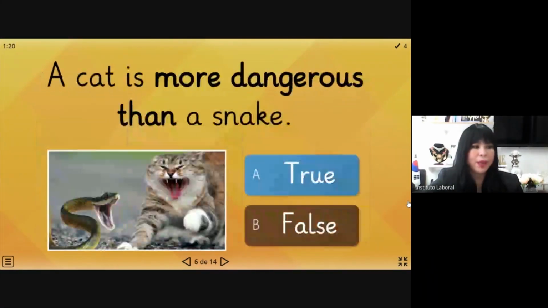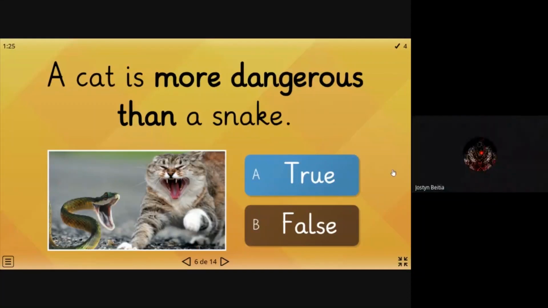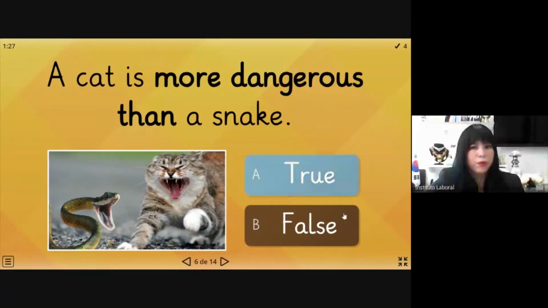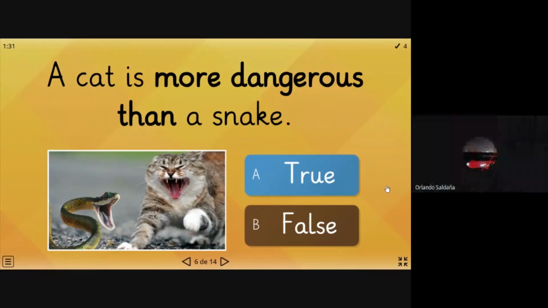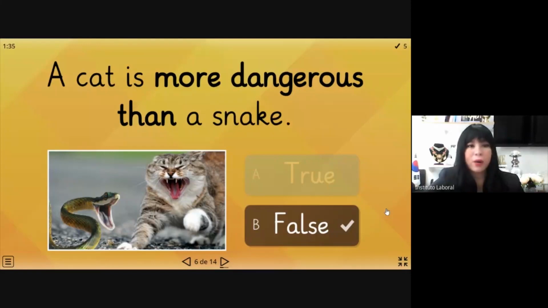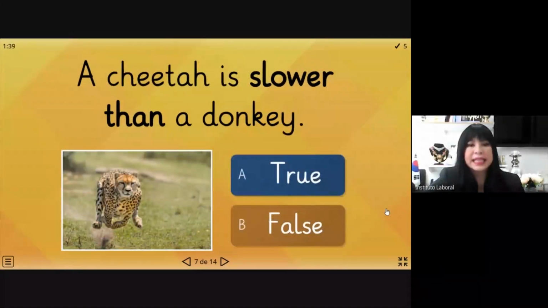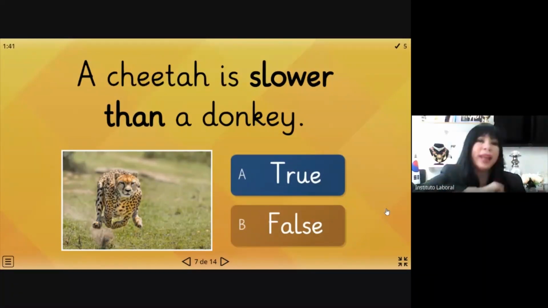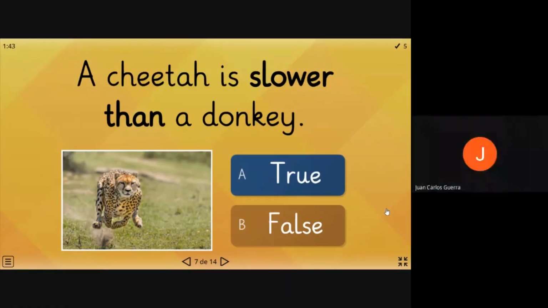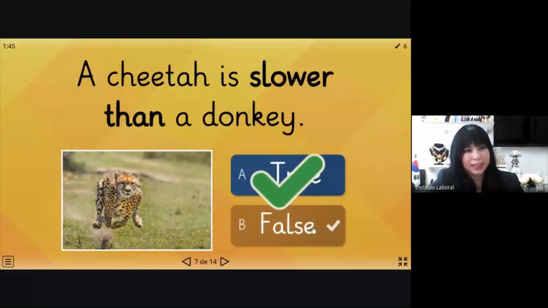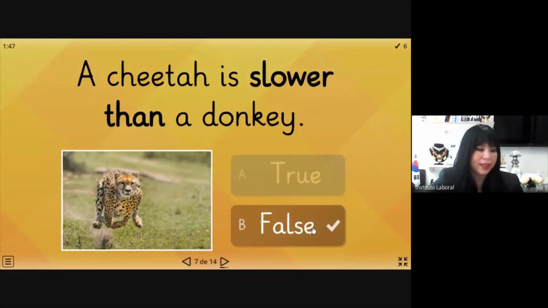Okay. Camilo? Nail? I don't know if Nail is here. A cat is more dangerous than a snake. True or false? A cat is more dangerous than a snake. False. Juan Carlos. A cheetah is slower than a donkey. False. Excellent. Josue.